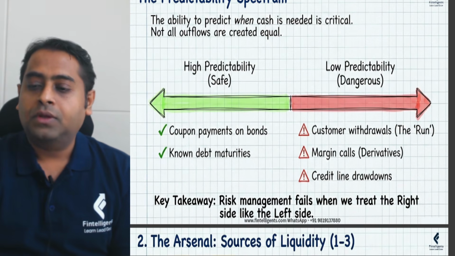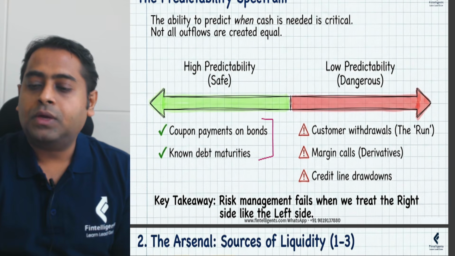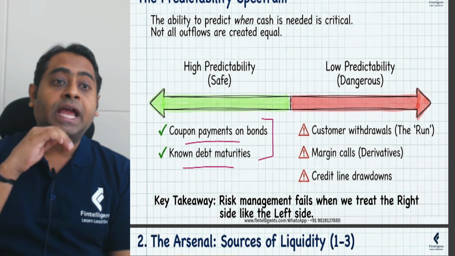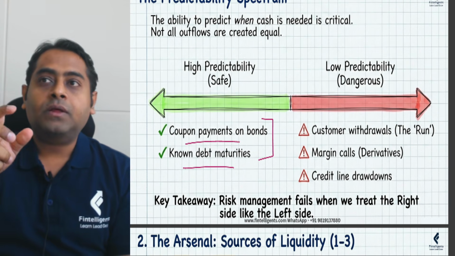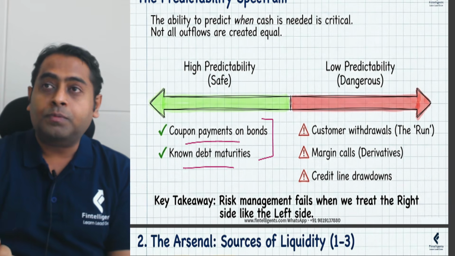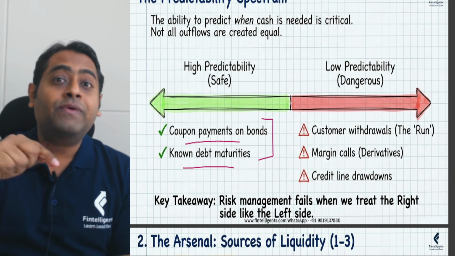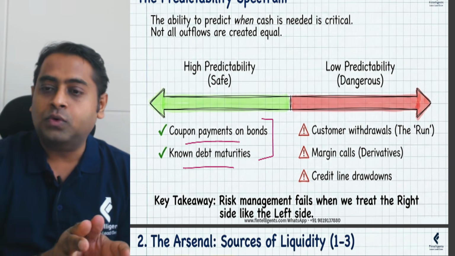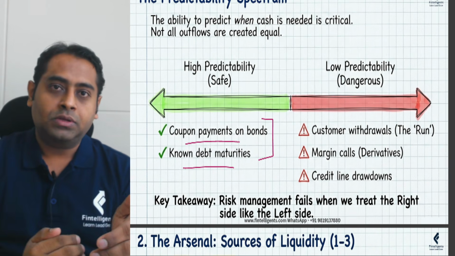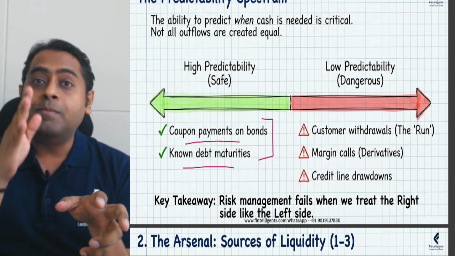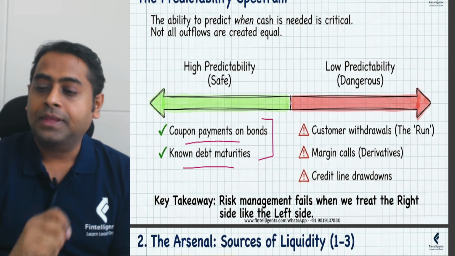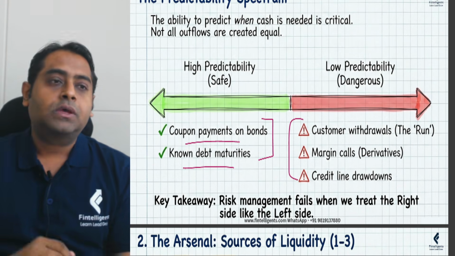For example, look at coupon payments and debt maturity. I know with more clarity when this is going to happen. If I have purchased a bond, I know when the coupon is going to come. If I have issued a bond, I know when the coupon has to be paid. So there are certain cash flows which are very predictable in nature, and hence it helps you to map your liquidity properly. But there can be certain ones where you have no control.